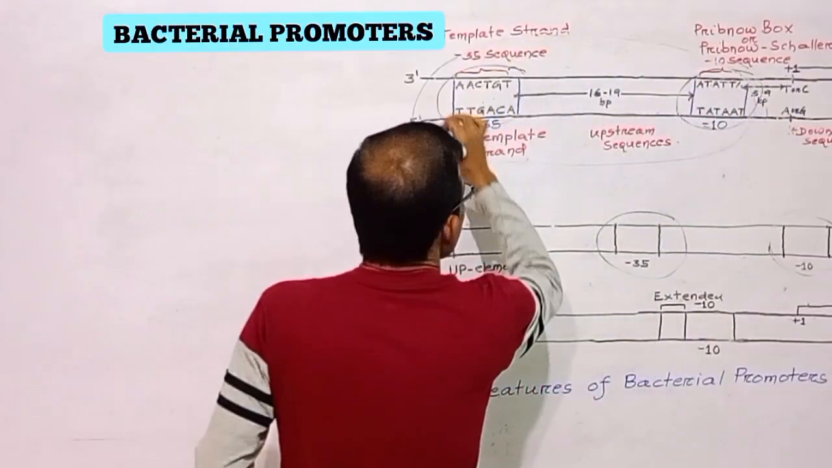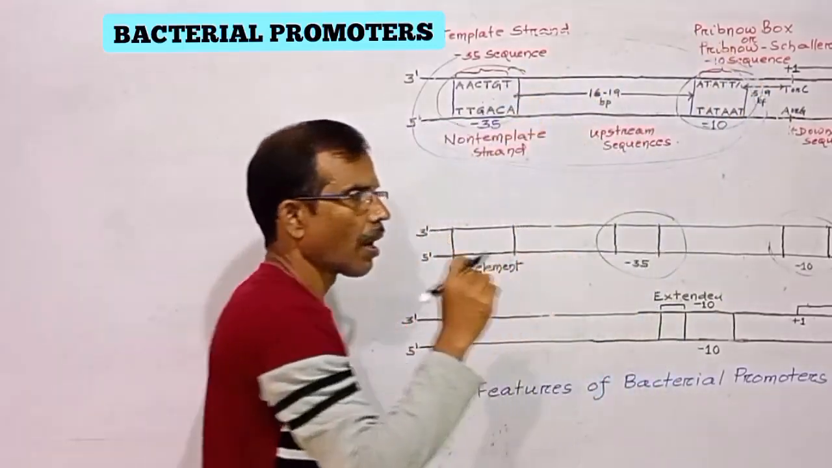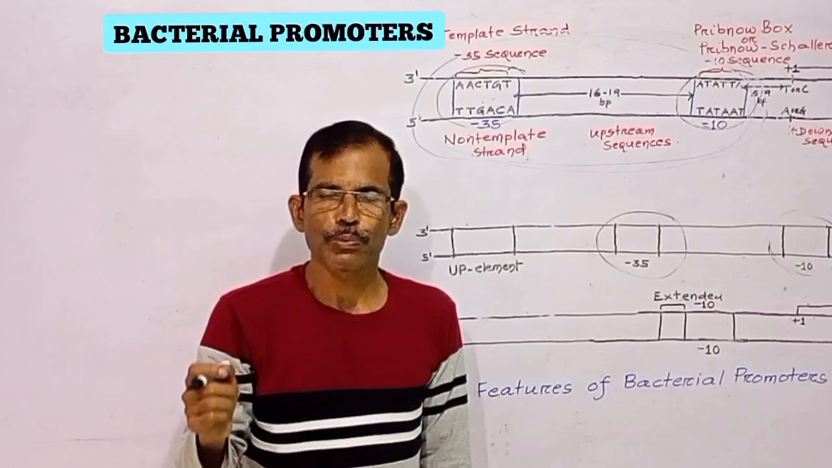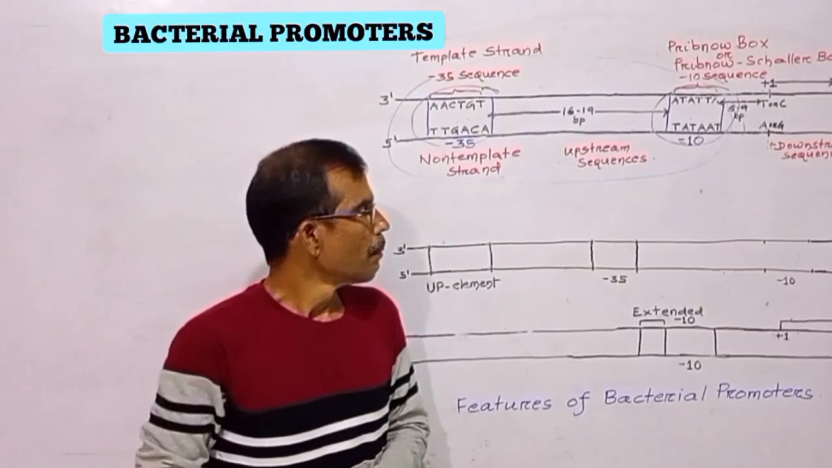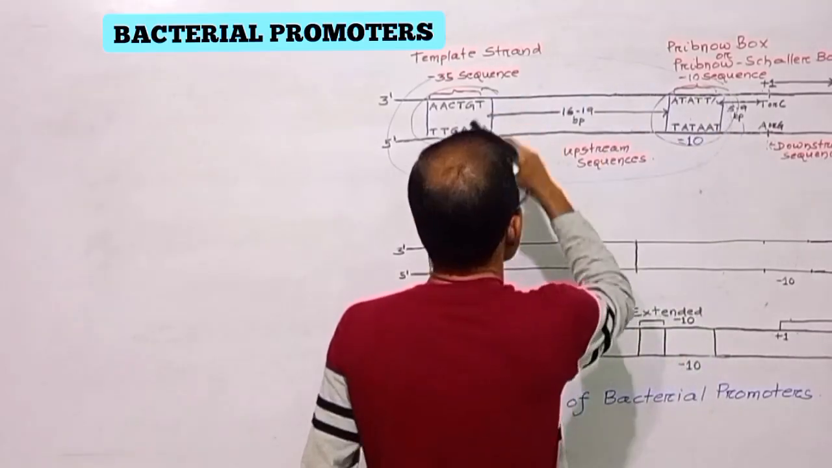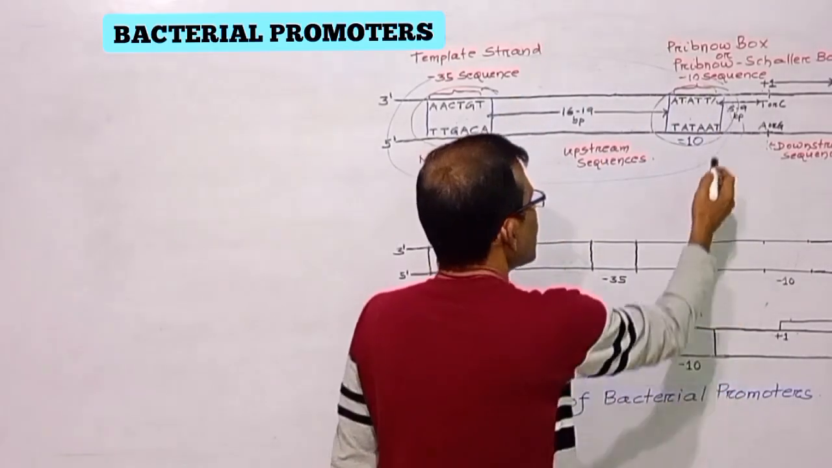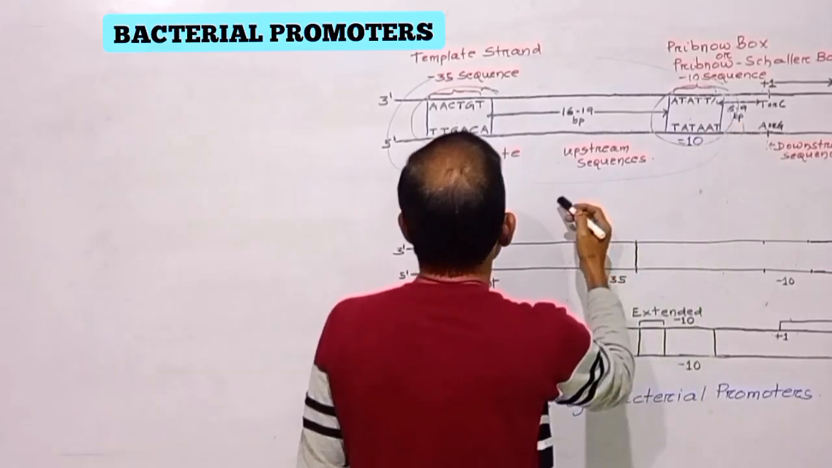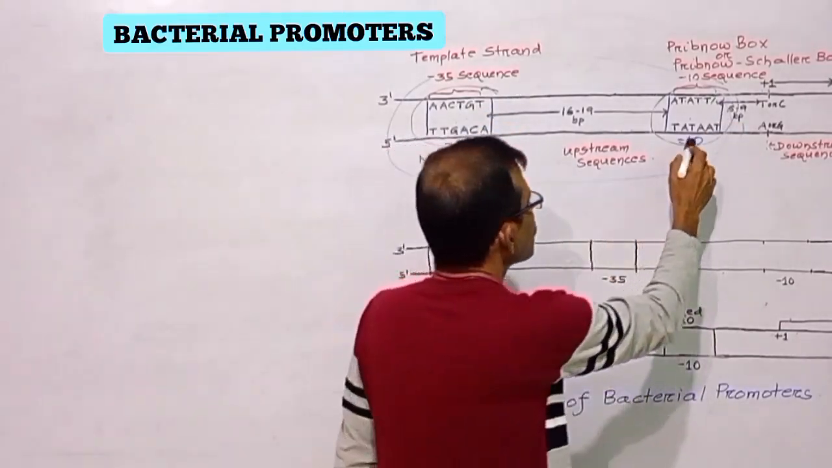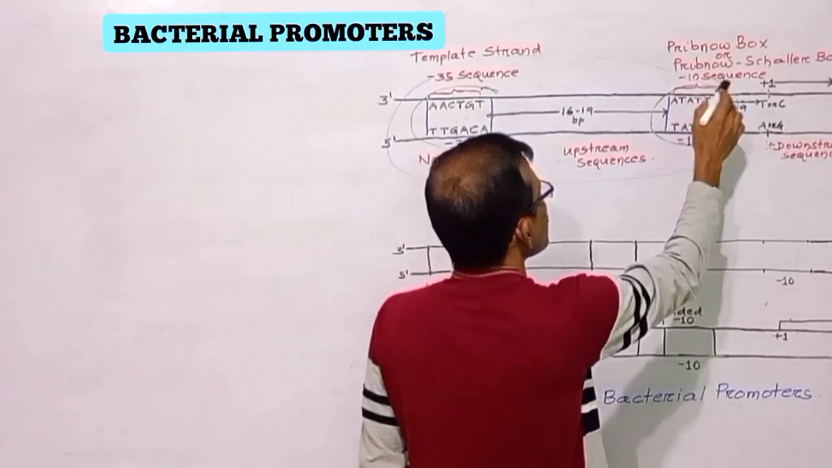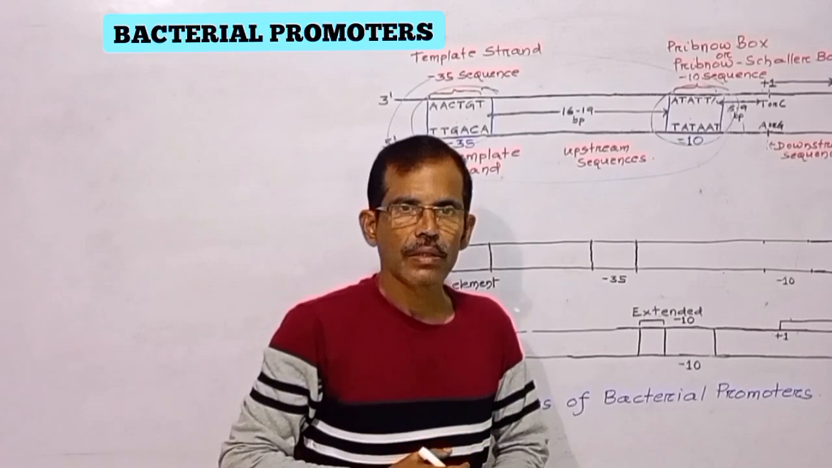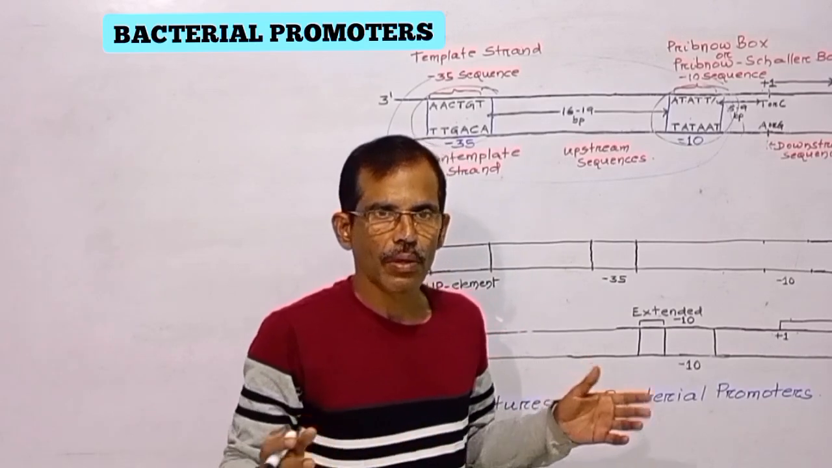This is a bacterial promoter to which RNA polymerase binds to initiate the transcription of a gene. Bacterial promoters contain two conserved sequences. One is the -10 sequence and the other is the -35 sequence. The -10 sequence is also called the Pribnow box or Pribnow-Schaller box. It is the bacterial homologue of the TATA box.